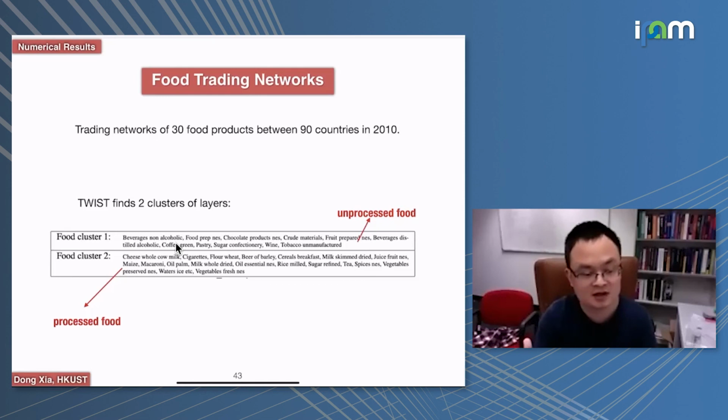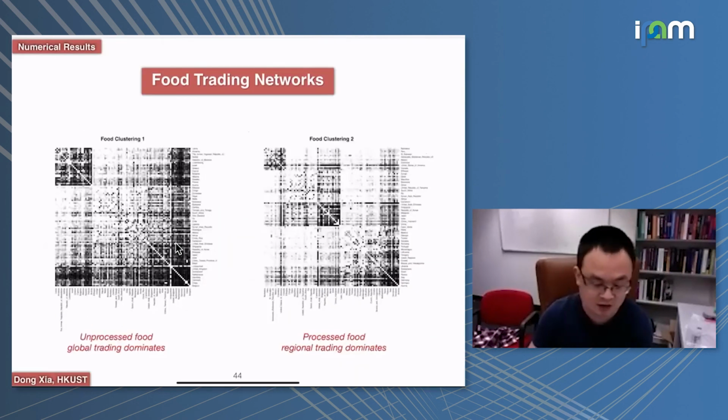If we apply a matrix-based method, it may be possible, but the result is not as good as the tensor method. Then we look at the community structures for these two classes of networks.